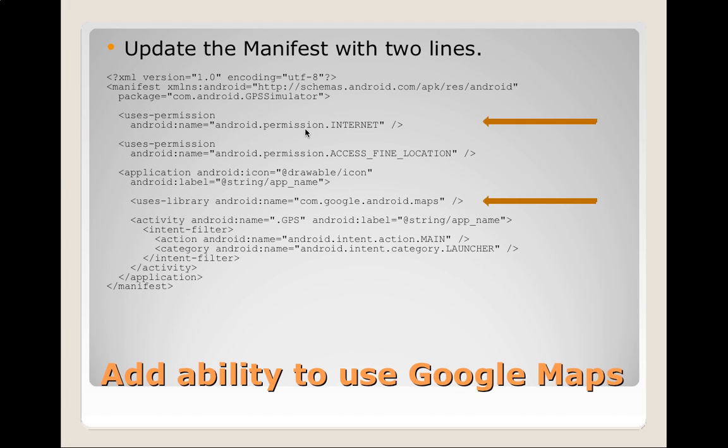Here's the two lines that get added. We have the Google Maps library that we have to add, and the user's permission for the internet. If you set the permissions for the GPS and find coarse location or find location options, I would just put the permissions on for the internet automatically. In fact, most applications that you create are going to use the internet one way or the other. So it's not a bad idea just to put it on.